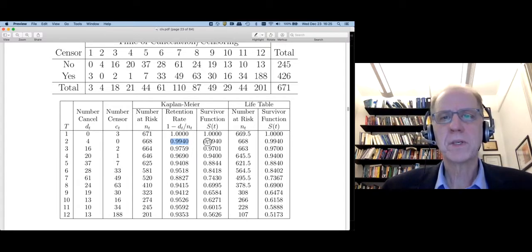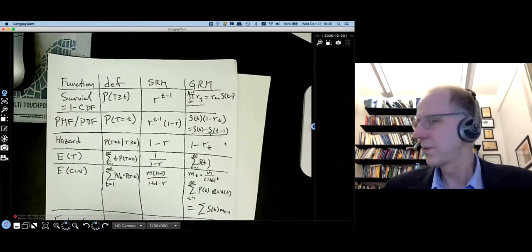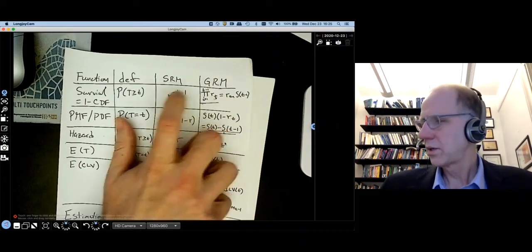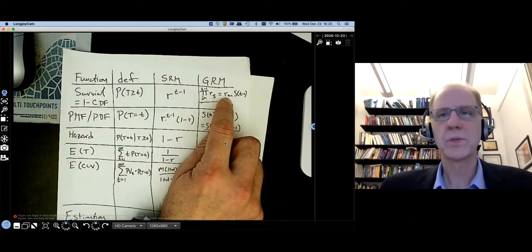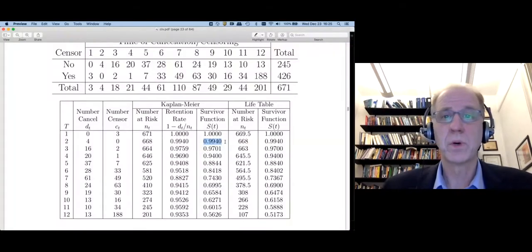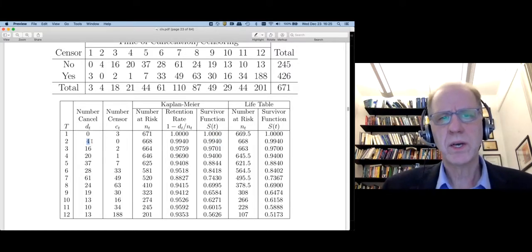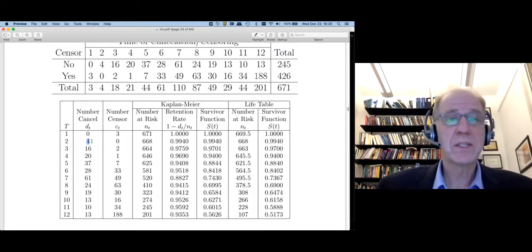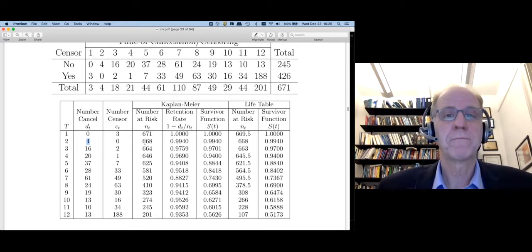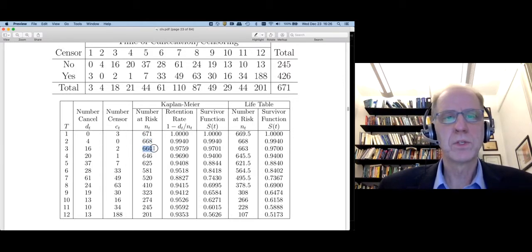How did I find my survivor function? Let me refresh your memory of how that worked. To get the current survival function, I take the previous retention rate times the previous survival rate. And that's exactly what I'm going to do right here. I'm going to take 1 times this number, which gives me the survivor function. Let's keep going. 4 customers have left, and therefore I never get to see what they do in month 3 of their life. So let's reduce the number at risk, or the number of flippers, to 664.